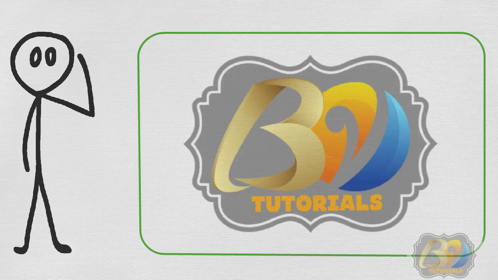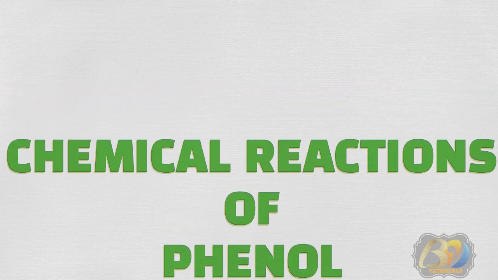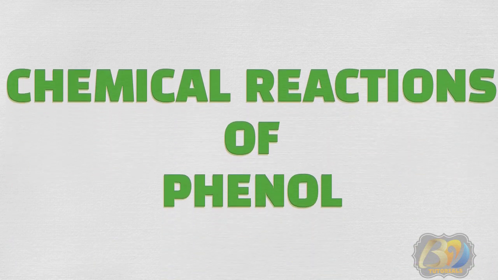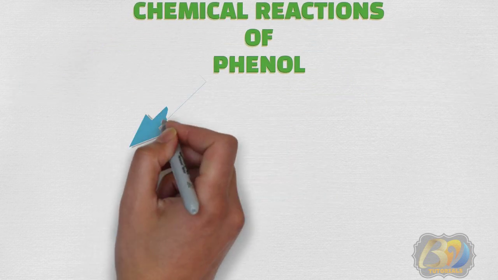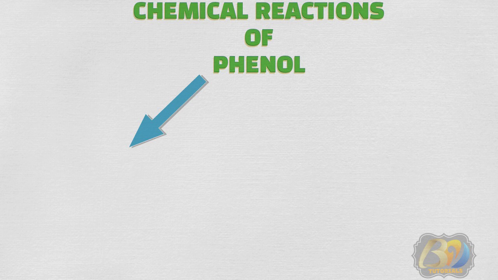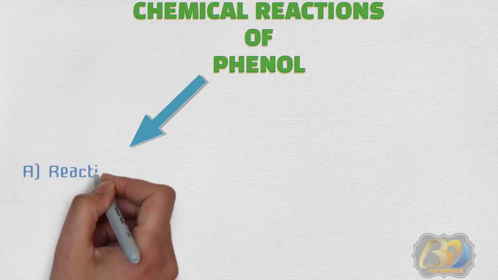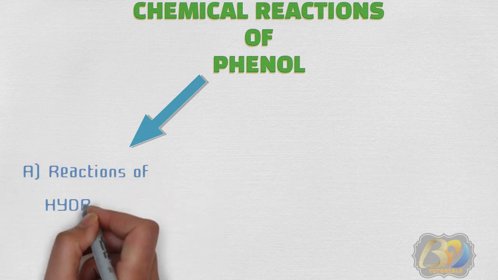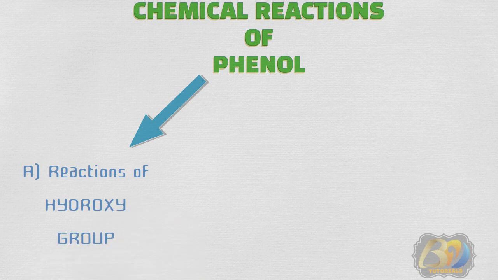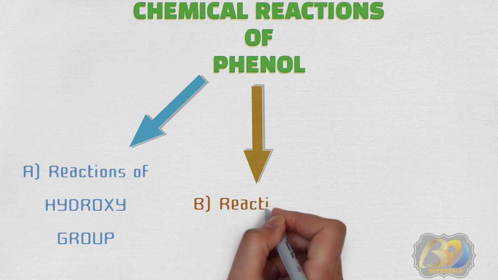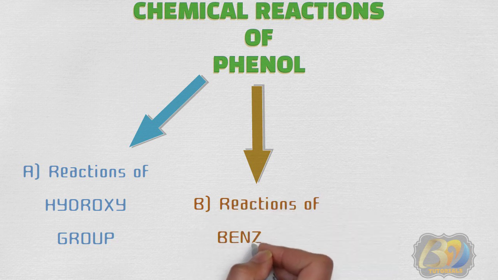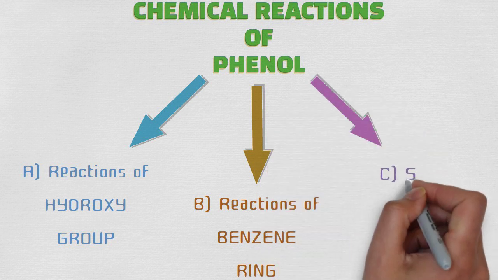In this video, we are going to discuss the chemical reactions of phenol. So let's start with the chemical reactions of phenol. Generally, three types of chemical reactions are shown by phenol. The first one is reactions of the hydroxy group. The second one is reactions involving the benzene ring, and some other important chemical reactions of phenol.